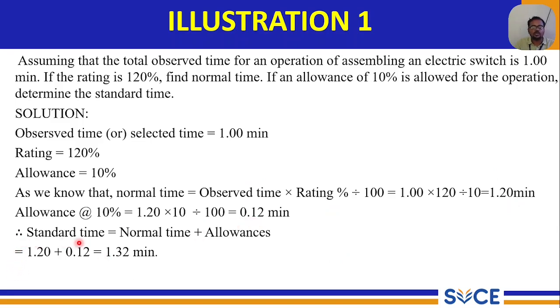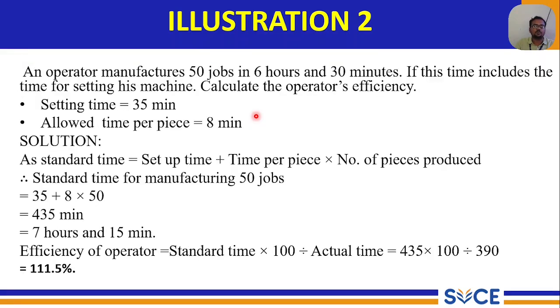The standard time is the summation of your normal time and allowances. So that will be 1.20 plus 0.12 minutes. So the standard time is 1.32. This 1.32 is the standard time for a particular worker to assemble an electric switch under a particular working condition. That working condition here refers to the standard operating condition, provided all the necessary equipment, materials, and layouts are kept in proper places.